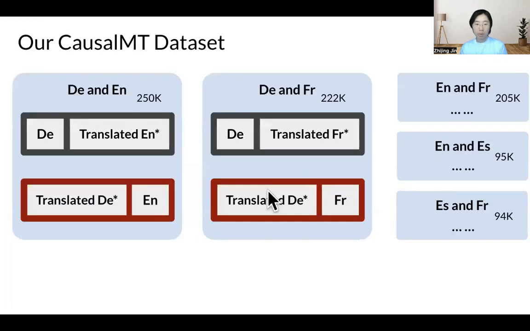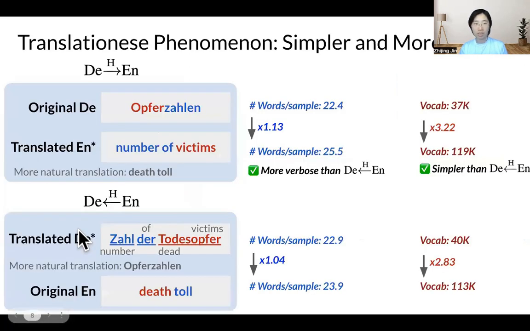To prepare for our study, we collected a causal MT dataset, which consists of 5 language pairs. And in each of the pairs, there are labels of the human translation direction for each of the subsets within the language pair. With this data, we also statistically verified that translationese tends to be more verbose and simpler in terms of vocabulary size.